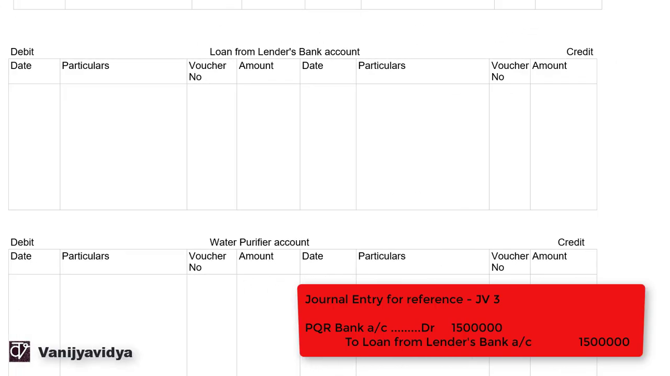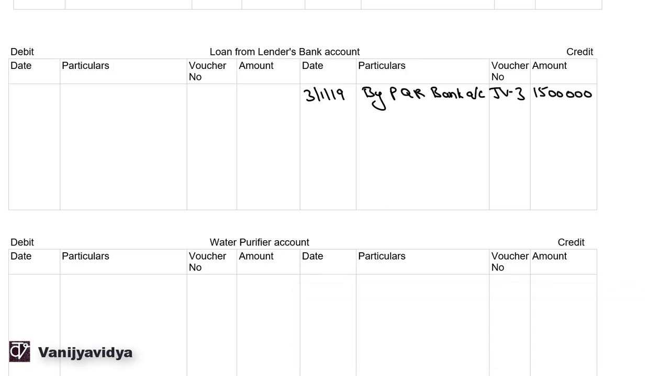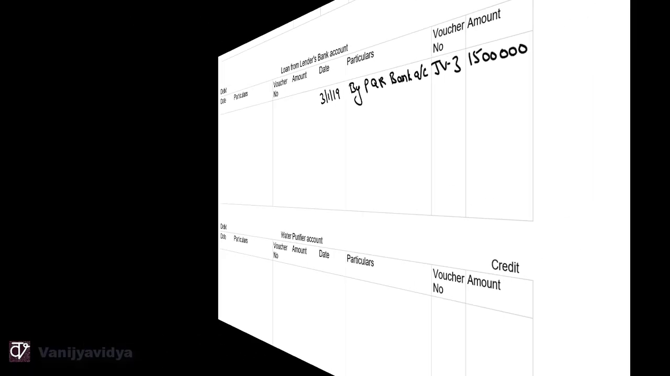Loan from lenders bank account credit side, 3rd Jan 2019, by PQR bank account, voucher number JV3, amount is 15 lakhs. Now let's move on to the next journal entry.